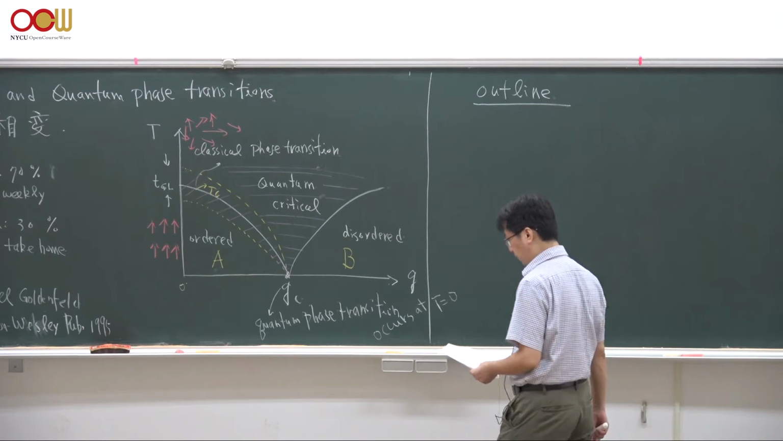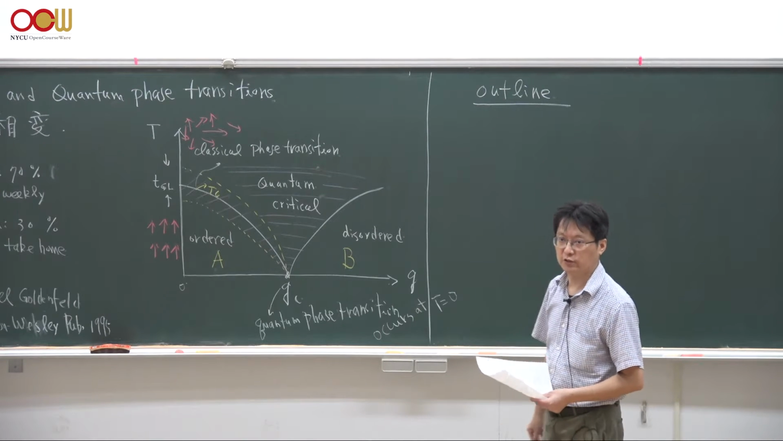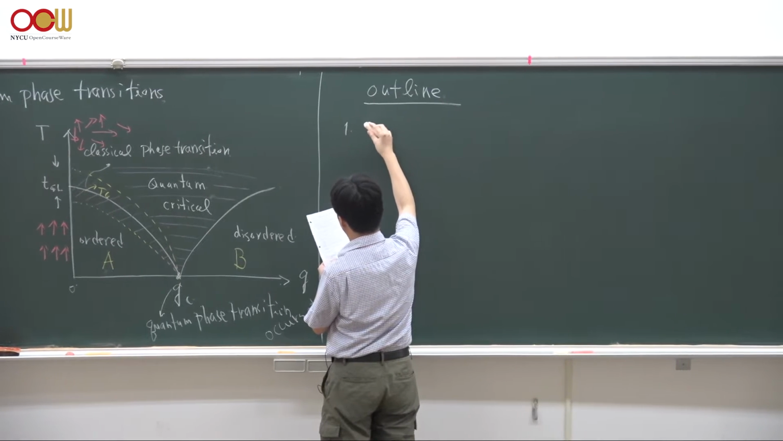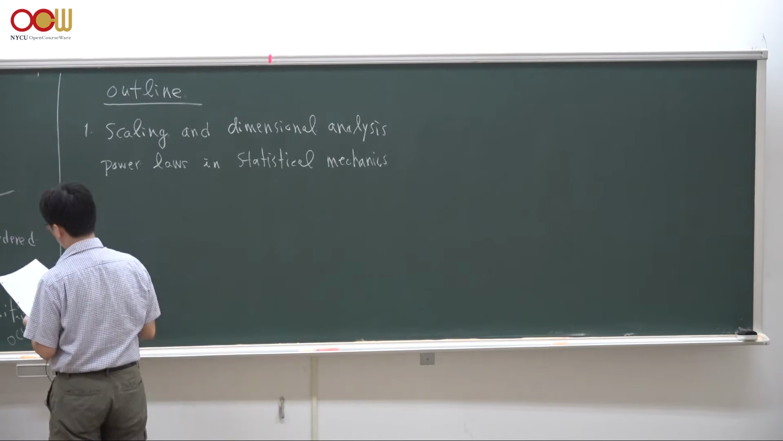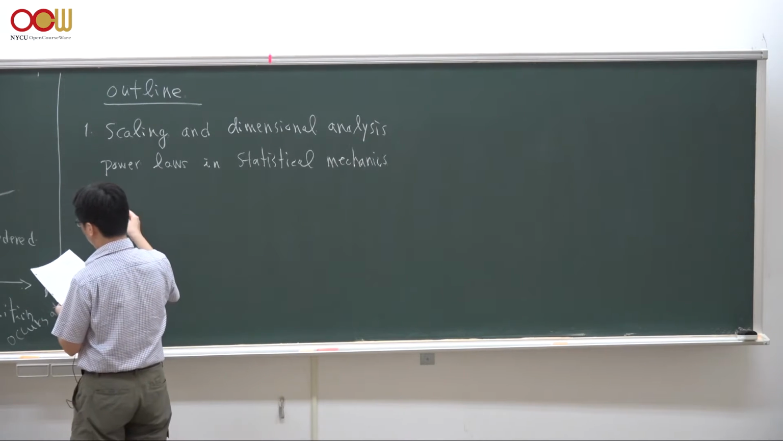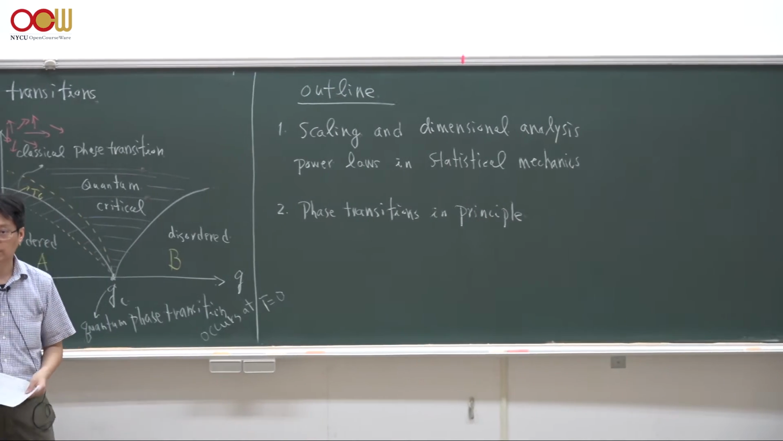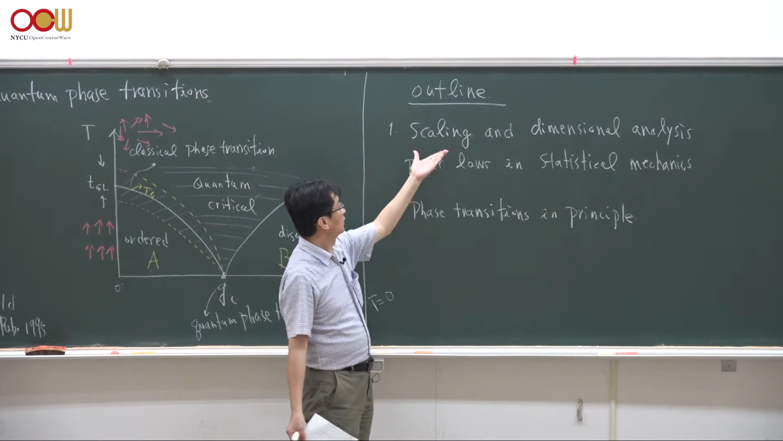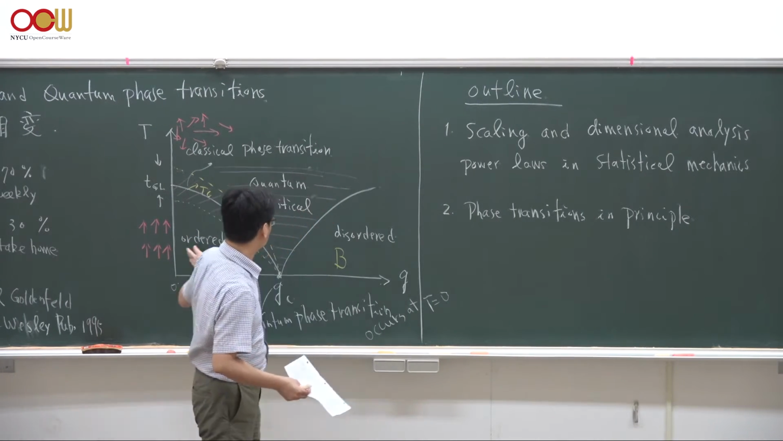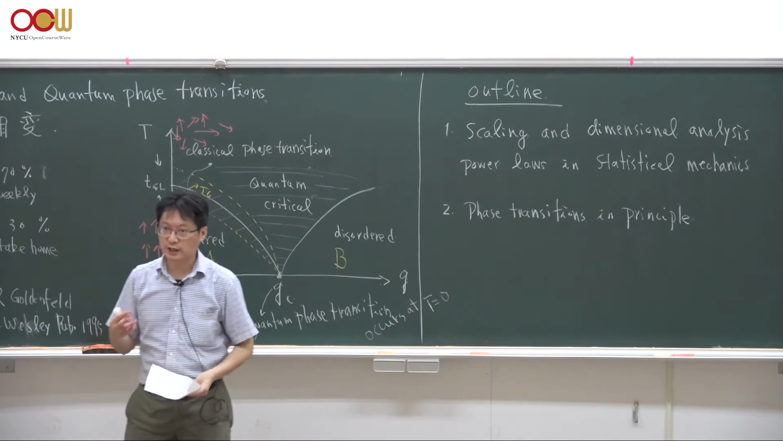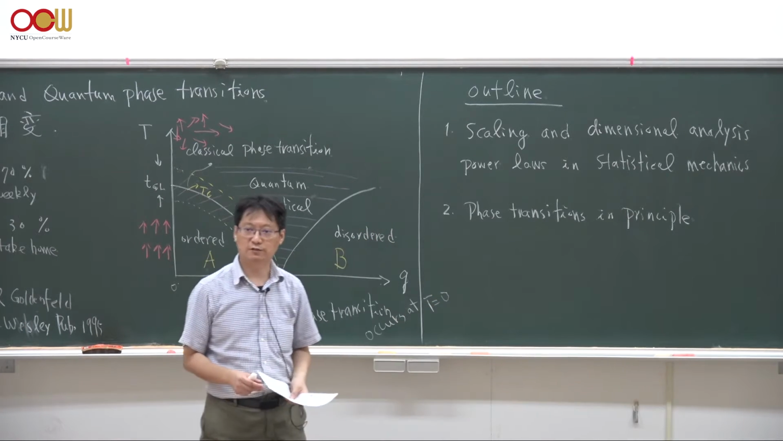Below, I will introduce the outline of this course and tell you the specific topics and steps that we will discuss. First, we will talk about scaling and dimensional analysis, and we will talk about power laws in statistical mechanics. The second part of this course is about phase transitions in principle. In the first part, we will introduce the phenomena of phase transitions in a more mathematical way. Namely, we introduce the scaling laws and the power law behaviors of many observables when the system undergoes such classical phase transitions. These power laws and scaling behaviors are typical hallmarks of this physics, and we will learn this kind of phenomenon in different examples.